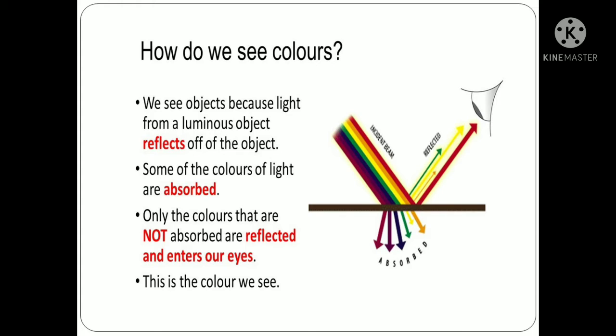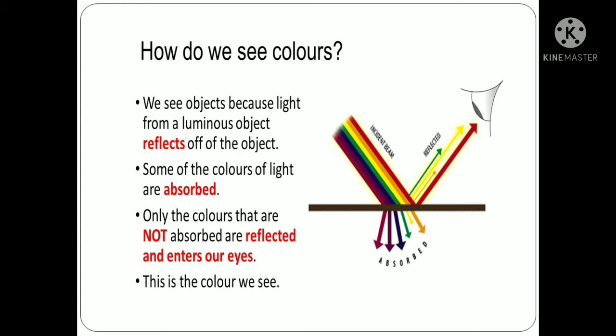We see objects because light from a luminous object reflects off the object. Wherever the light falls, that light will be reflected back and we can see it. Some of the colors of the light are absorbed. Only the colors that are not absorbed are reflected and enter our eye. This is the color we see.